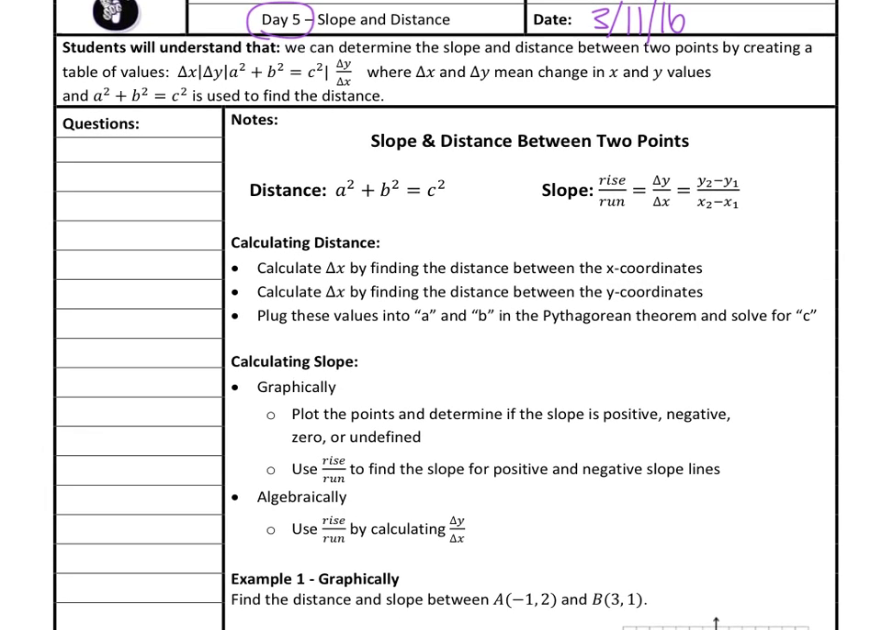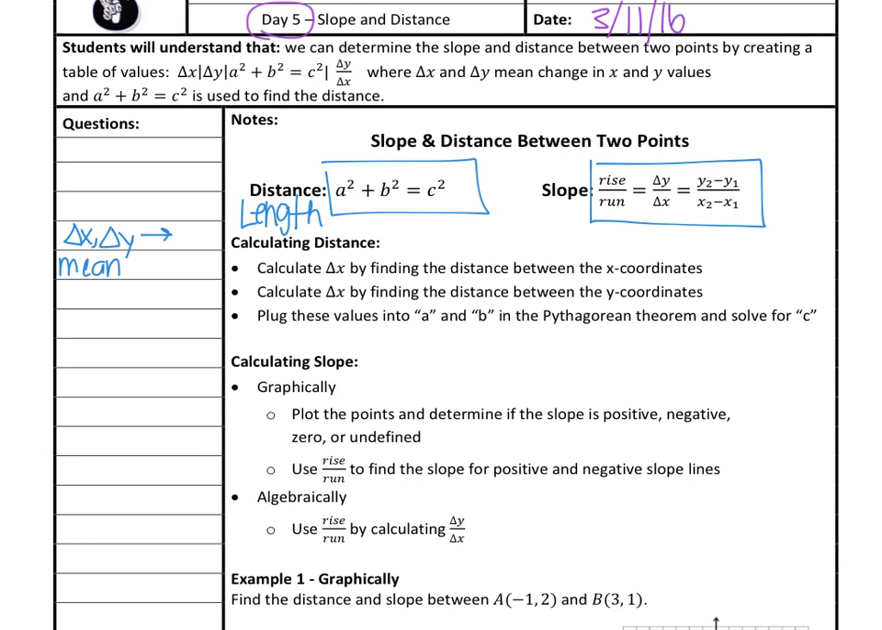So you can see that there are 2 different formulas here. Distance, or another word for distance is length. We're going to use Pythagorean Theorem, which you guys are very familiar with at this point. Then for slope, we're going to use either rise over run or this triangle y, triangle x. Now triangle just means change. Change x, change y. And change just means to subtract.